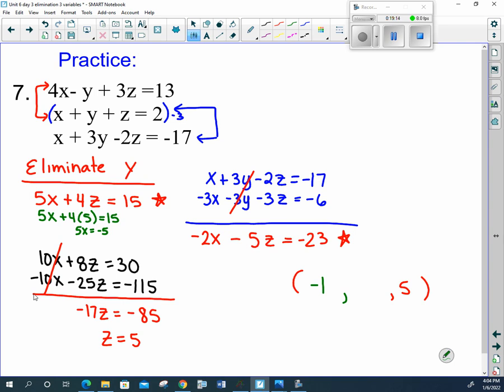And now I'll go back to the beginning and put negative 1 and 5 in. So let's see, I'm looking for letter y, so I think I'll put it in the middle equation. So negative 1 plus, excuse me, we're keeping that as a y, plus 5 equals 2. Okay, so y plus 4 equals 2, so y equals negative 2.